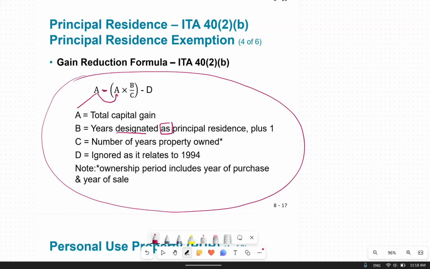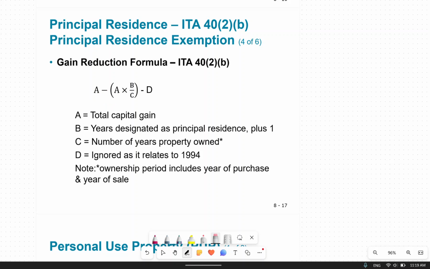So which residence do you want to be the principal residence? You want the one where there is more gain. So if you have two properties, you claim one as the designated residence and the other as a rental property. So it's saying years designated as a principal residence, and we have a +1. C is the number of years the property is owned, and ignore this as it relates to 1994. It only relates to 1994.